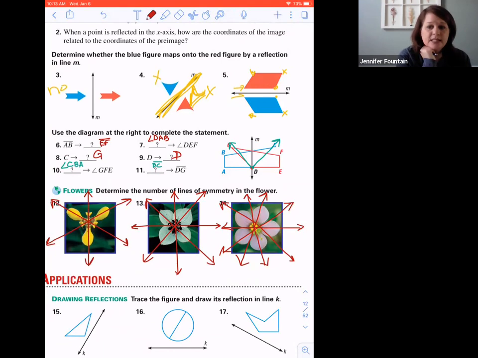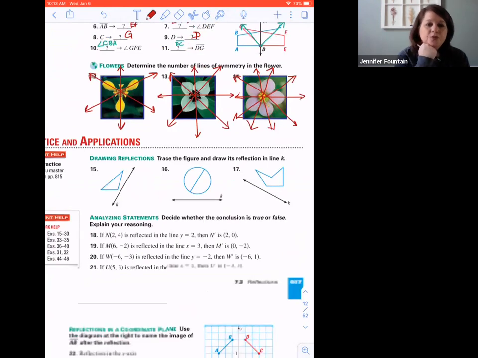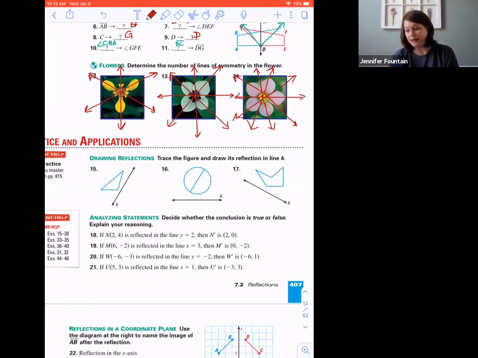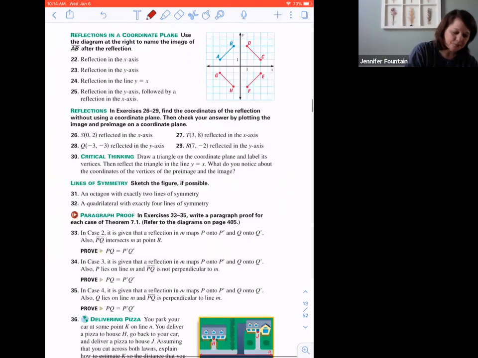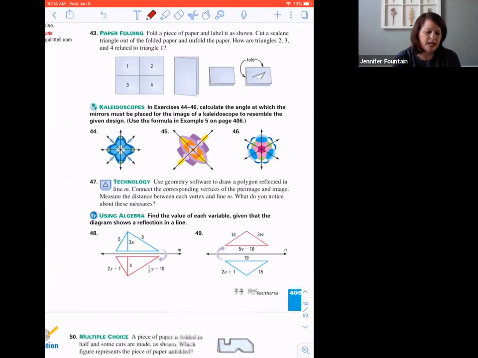All righty, so you can see our assignment for this section is going to be pages 407 through 409. We have numbers 15 through 29 odds, and then we jump to number 49. So go ahead and flip over to page 409, and let's look at number 48 together.